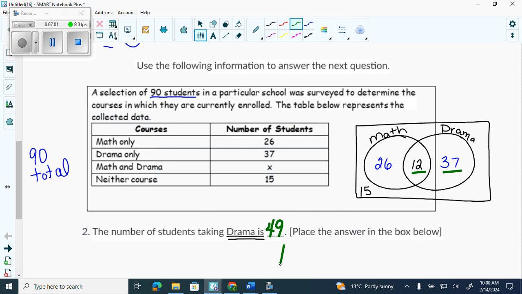Now when you fill it into a numeric response box, we fill in left to right like we read. We do not need to fill in every box. We just need to fill in left to right, 49. We agree?